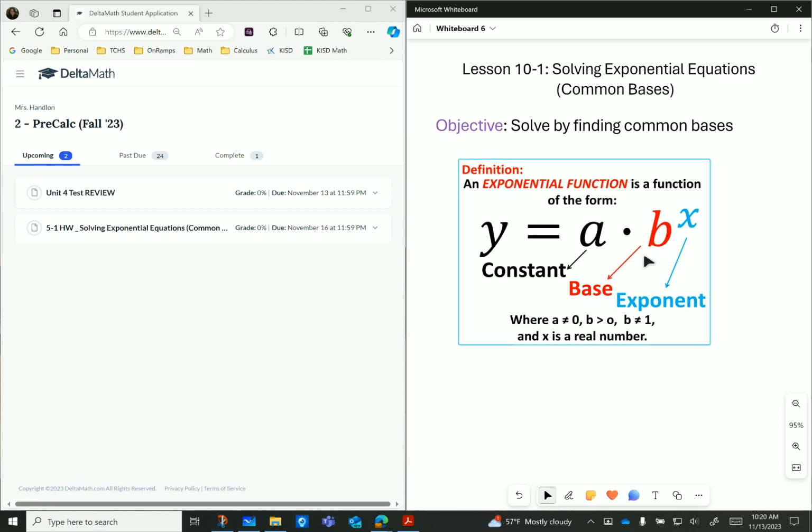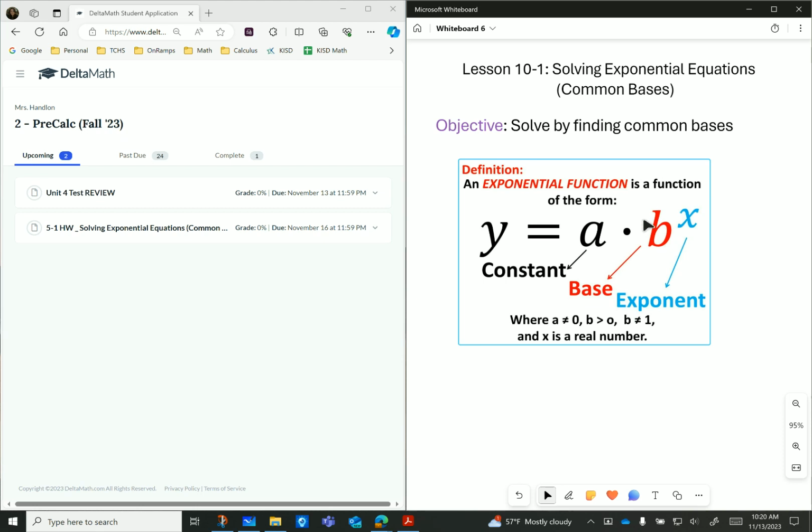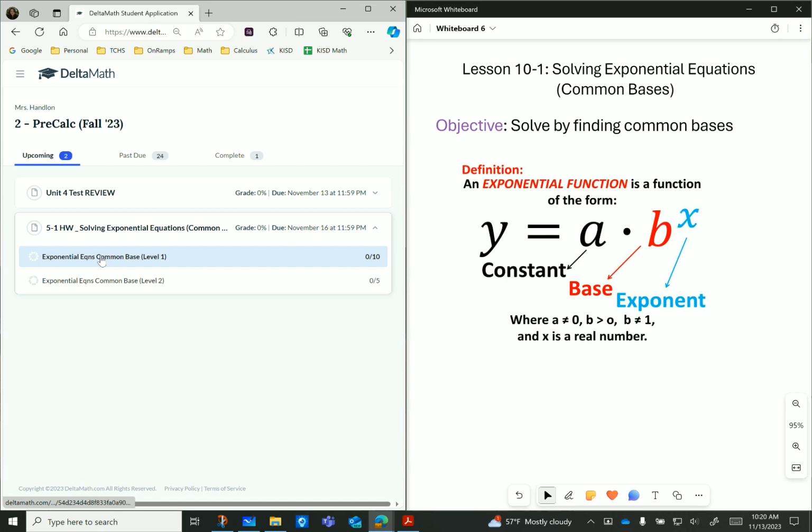So when I ask you to find common bases, this is the value that I am asking you to focus on. This is the base, and common means make them the same. So we're going to do several examples by working through some of your Delta Math problems. So here in section 5.1, I'm going to go ahead and click and do 2 problems out of level 1 and 2 problems out of level 2 to help you understand how to solve equations using common bases.